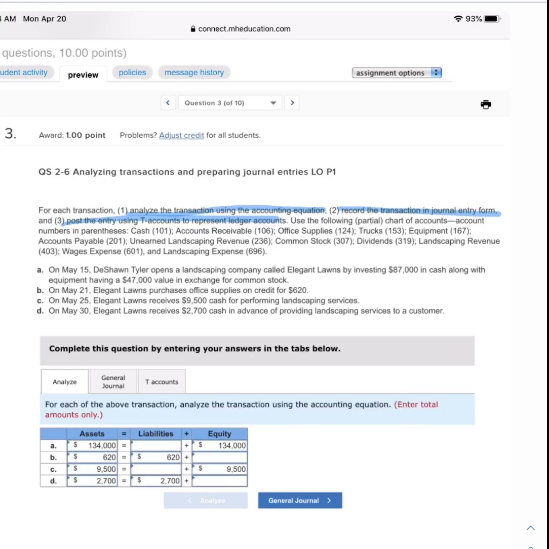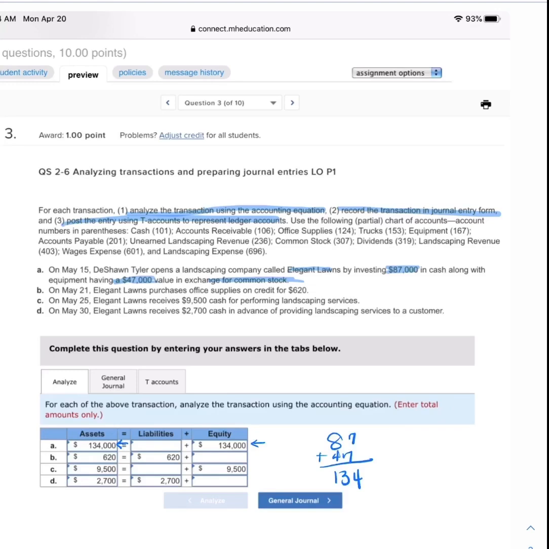So they say, on May the 15th, Deshaun Taylor opens a landscaping company called Elegant Lawns by investing $87,000 in cash, along with equipment having a value of $47,000 for common stock. So what we're going to see is that our assets, in this case, are 87 plus 47, which gives me a total of $134,000 in assets. And because we gave up equity equal to that, then the equity in the company increases by 134 as well.